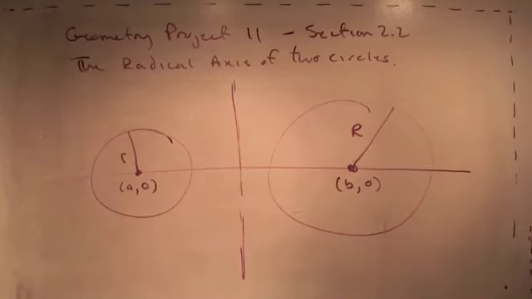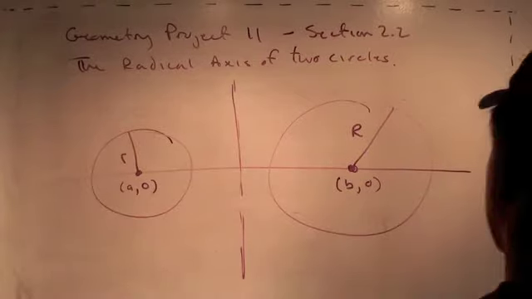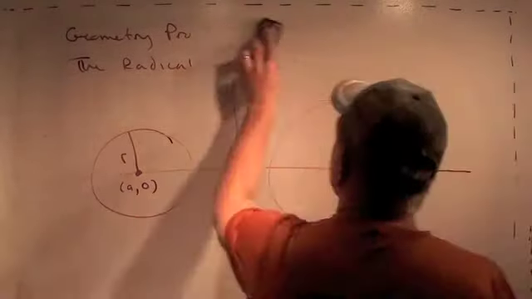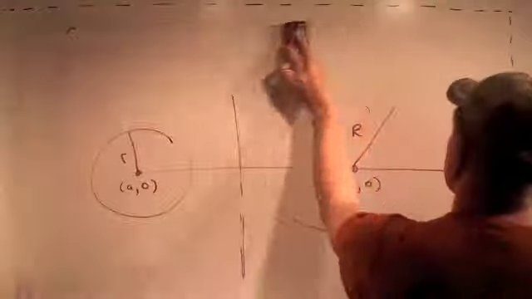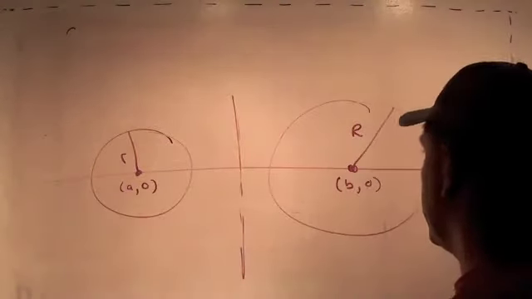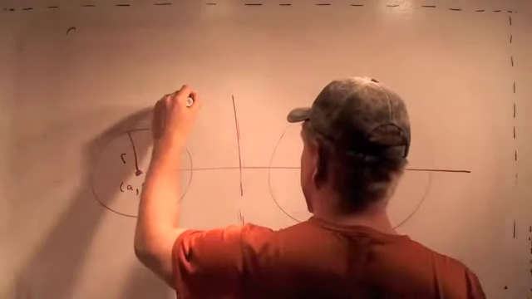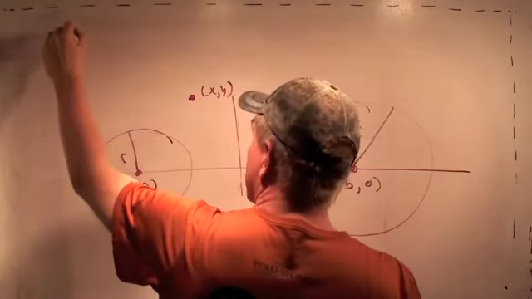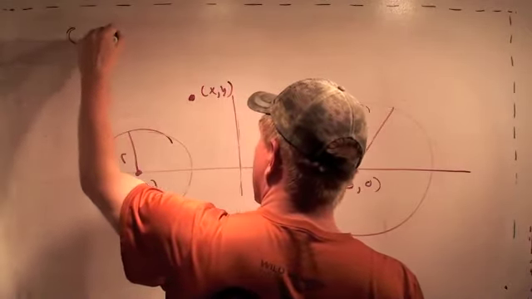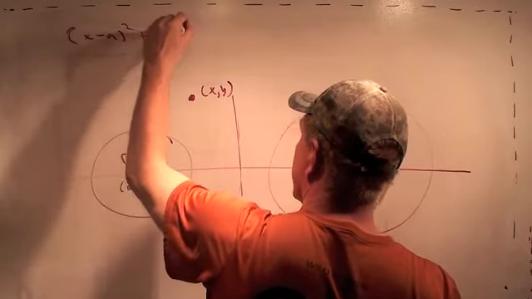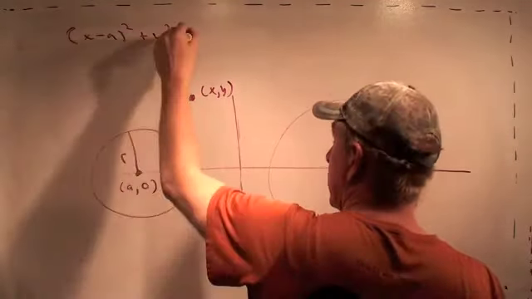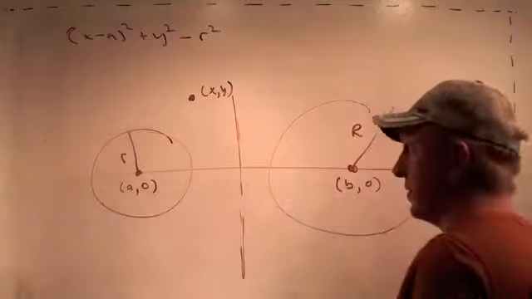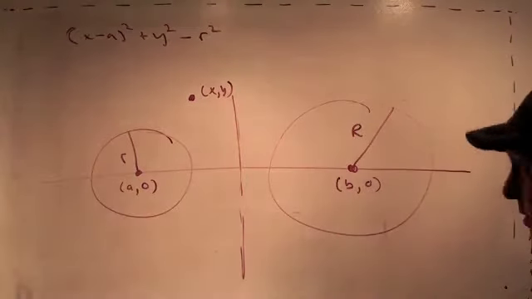Why don't I erase the title? Let's see if I can just do the calculations up here. Okay, so the power of a point with respect to this circle, the power of a general point (x, y), is going to be (x minus a) squared plus y squared minus r squared. That was the definition of the power of a point.